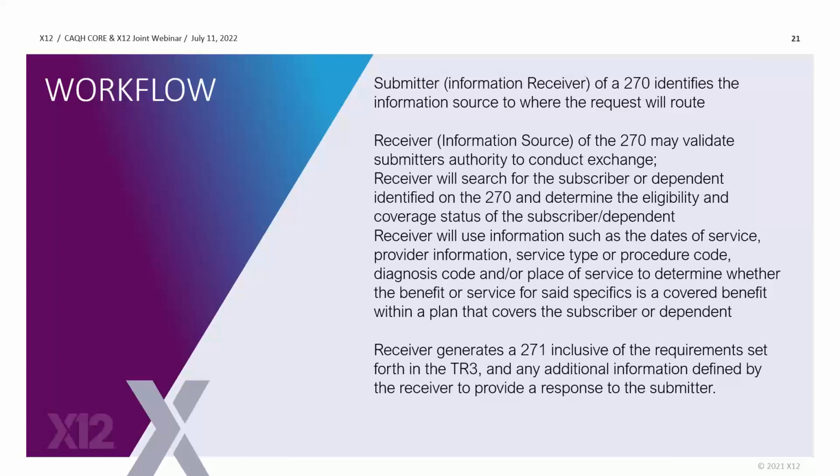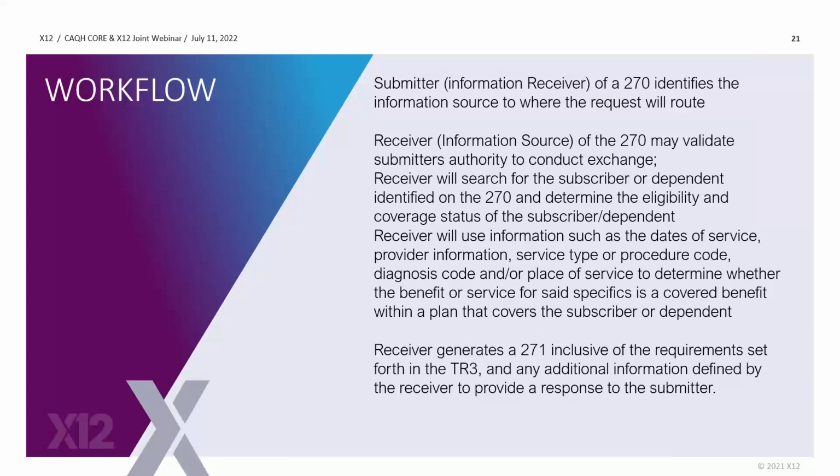So in this case, we tried to simplify it just in a general workflow, which is the submitter of a 270, often referred to as the information receiver, identifies the information source, who is the payer or the other entity they're sending the 270 to ultimately, and they will identify that information source to figure out what answer they're looking for in the question that's on the 270. That receiver, who is often referred to as the information source, validates that submitter's authority to make sure that they're allowed to give them information, much in the confines of privacy.